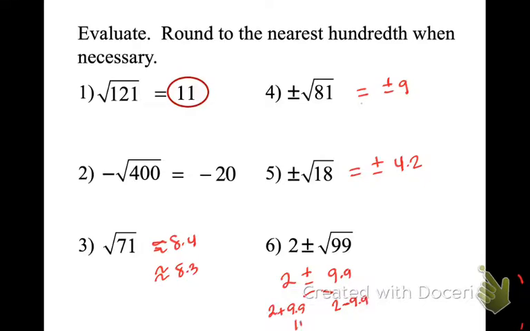Okay, so we get 11 9/10 or minus 9.9 minus 2.0. We end up with about negative 7 9/10. So we have two solutions. The solution here would be 11 9/10 or negative 7 9/10. Two solutions. All right, moving on.